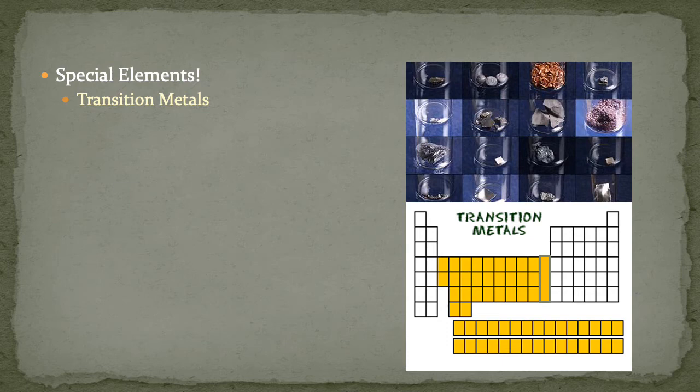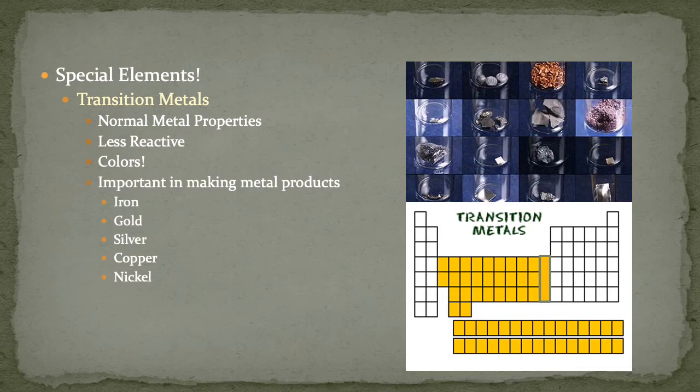The next group of metals that we have are called the transition metals. Transition metals are all of these metals that are sort of in the middle of the periodic table and down here toward the bottom. They have normal metal properties, however, they're less reactive than the alkali metals or the alkaline earth metals. They also tend to be more colored metals. They aren't always just gray, so you tend to get some silvers and some coppers and some golds and even a little bit of purple hues in there. They are important in making metal products because they are not reactive. So iron, gold, silver, copper, nickel, all of those are transition metals. Go ahead and color and label those on your periodic table.